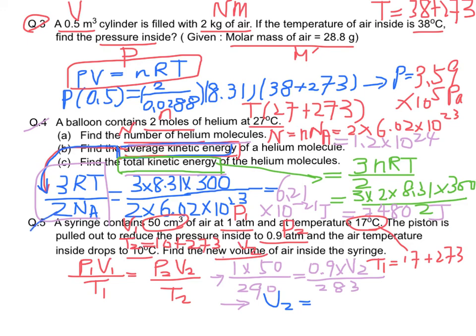Question number 5. We apply the general gas law by substituting the values into the equation. We have the new volume of air becomes 54.2 cm cubed.